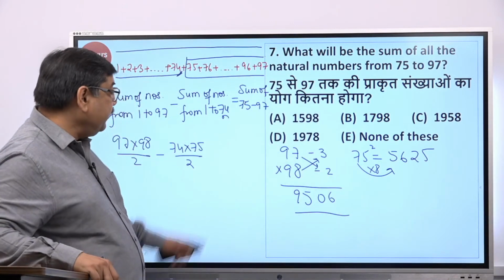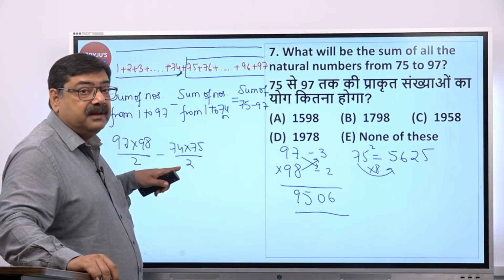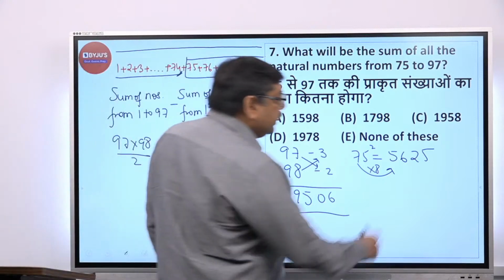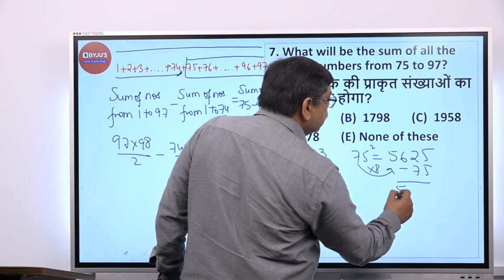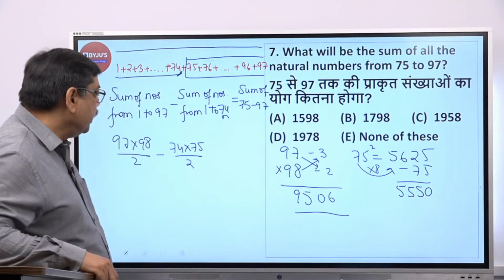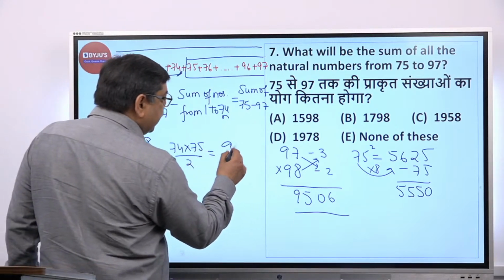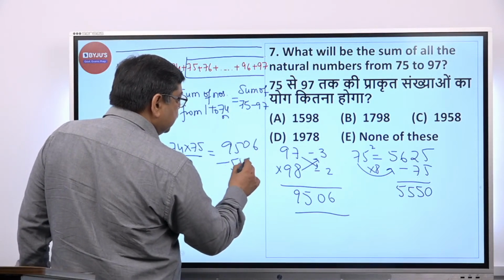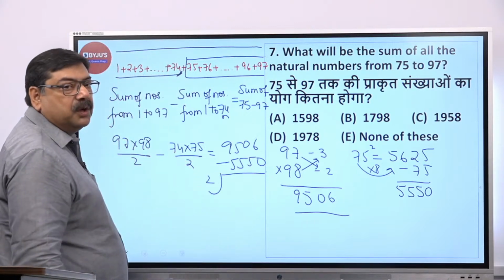That's it. Now I have taken 75 extra. Why? Because it is not 75 into 75. It is 75 into 74. So having taken 75 extra, here we subtract 75. So what you get is 5550. So from, let us say, 9506, you have to first reduce 5550, and whatever you get here, you divide it by 2.